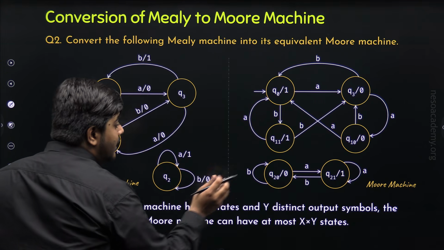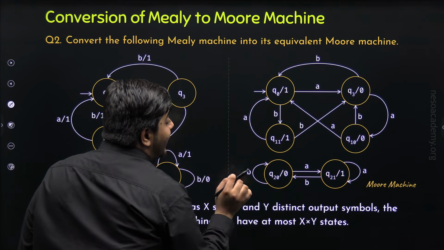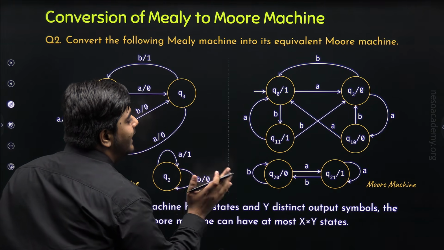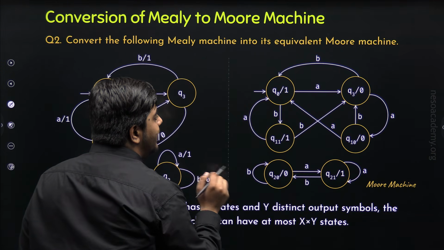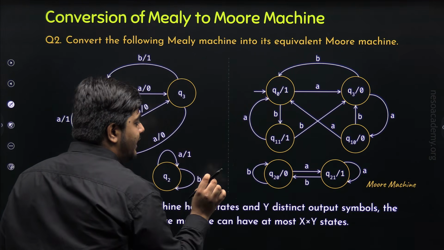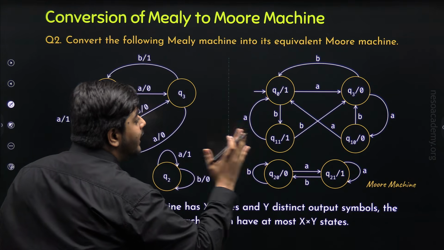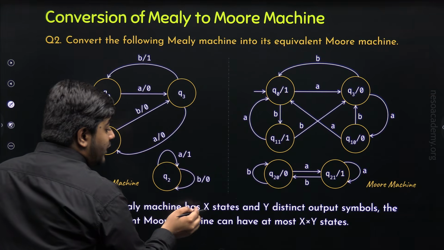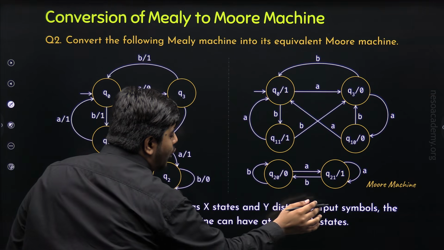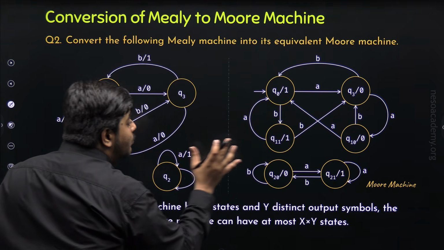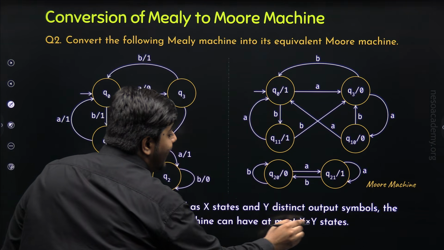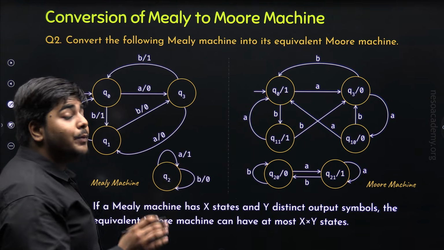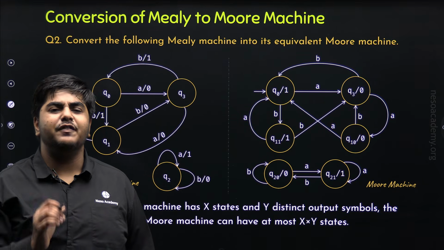That means the equivalent Moore machine can have a maximum of 8 states. It cannot have more than 8 states. As we have already seen, it has 6 states. That means it is allowed, but it cannot have more than 8 states. 8 is the maximum number. So if X states and Y distinct outputs are there in the Mealy machine, then the Moore machine can have at most X into Y states. That is the meaning of this point. So now I hope you have understood this problem perfectly.